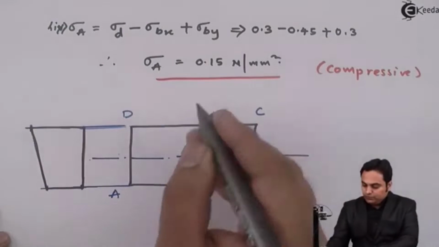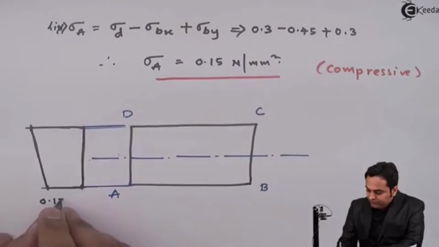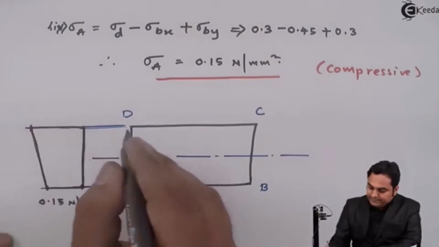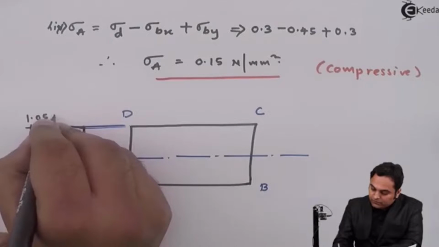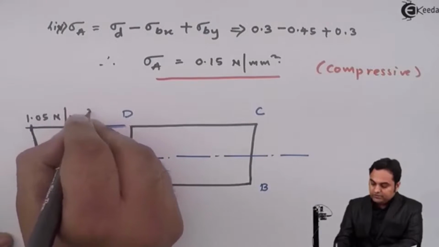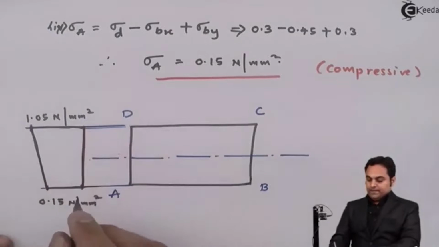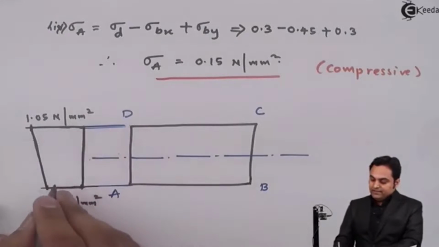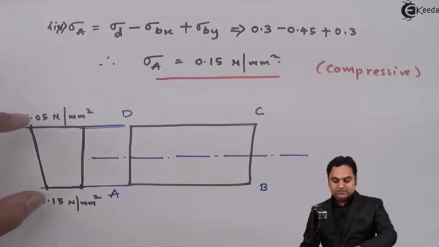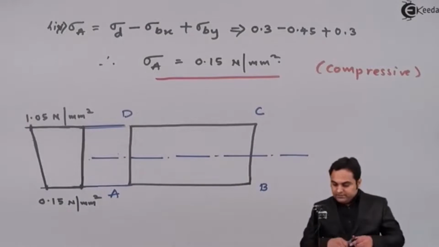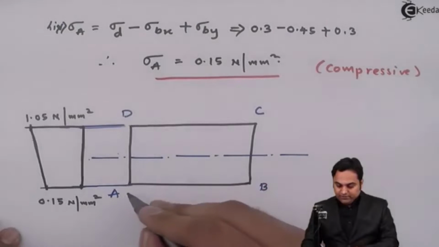So at A it was 0.15 Newton per mm square. At D it is 1.05 Newton per mm square. The nature of both the stresses is the same. It means it is compressive and it is going on increasing gradually, as we can see here. So this much is the stress on face AD. Next, similarly I can get it for AB.